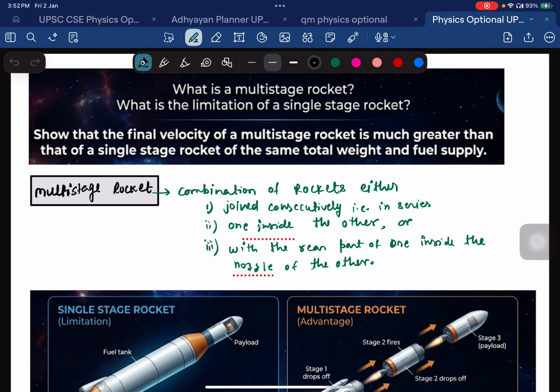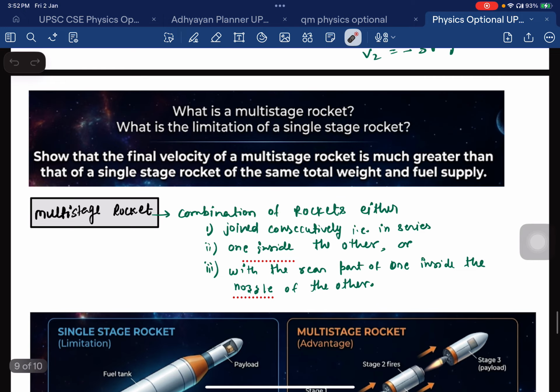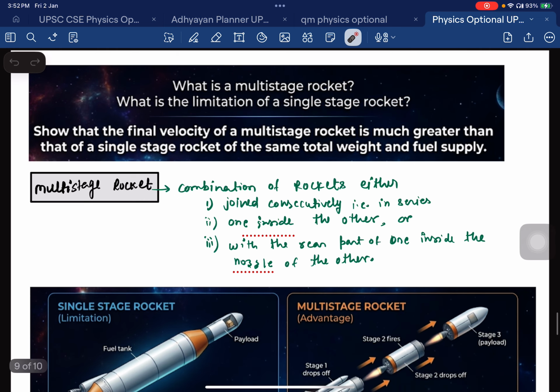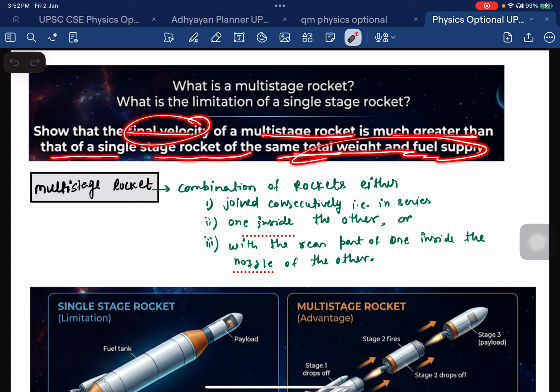So this is a very interesting question. In this, we have a multi-stage rocket, and what is the limitation of a single-stage rocket? We have to show that the final velocity of the multi-stage rocket is much greater than that of the single-stage rocket of the same total weight and fuel supply. Okay? So I will solve this problem and tell you why we don't have single-stage rockets and why we have multi-stage rockets.